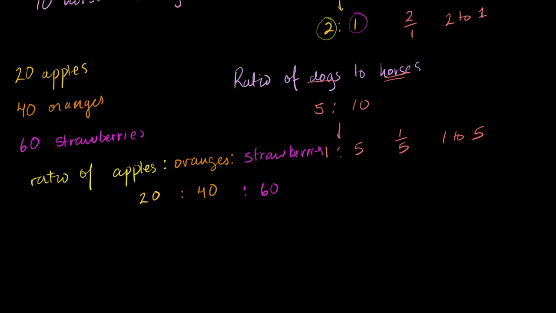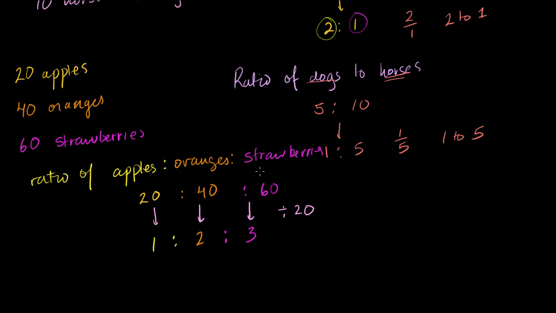So if we divide all of them by 20, we can then say for every one apple, I now have, if you divide this by 20, 2 oranges, and 3 strawberries. So the ratio of apples to oranges to strawberries is 1 to 2 to 3. And I got that in every case by just dividing all of these by 20. I think you get the general idea.